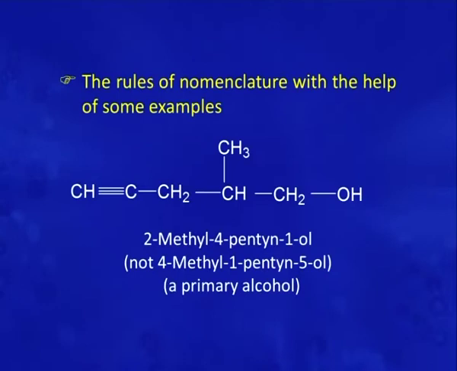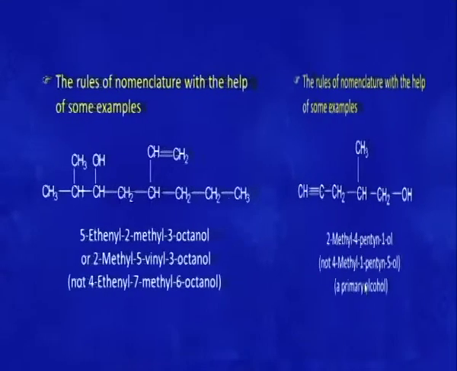In the next example, you can see that one side of the molecule has the hydroxy group and the other side has a triple bond. Again we know that a triple bond does not take priority over the hydroxy group, so we will number the molecule from this carbon. That is why the name given to the molecule is 2-methyl 4-pentyne 1-ol and not 4-methyl 1-pentyne 5-ol.